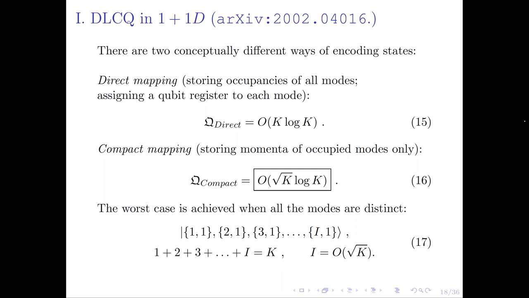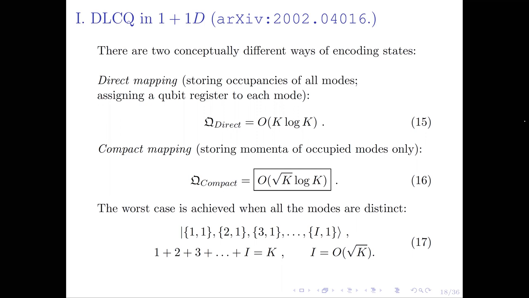Now, if they all sum up to K, then I scales as the square root of K. So the maximum number of occupied modes in a Fock state in this theory scales as the square root of K. And what we are storing are the momenta of these modes, not the occupancies. I mean, for bosons, we would also store the occupancies, because occupancy is not necessarily just one, as for fermions. But we also store momenta. And to store momentum, you need multiple qubits. But since the maximum momentum is K, you need at most log K qubits to store each mode. So up to this logarithmic factor, the number of qubits in this scheme scales as the square root of K.